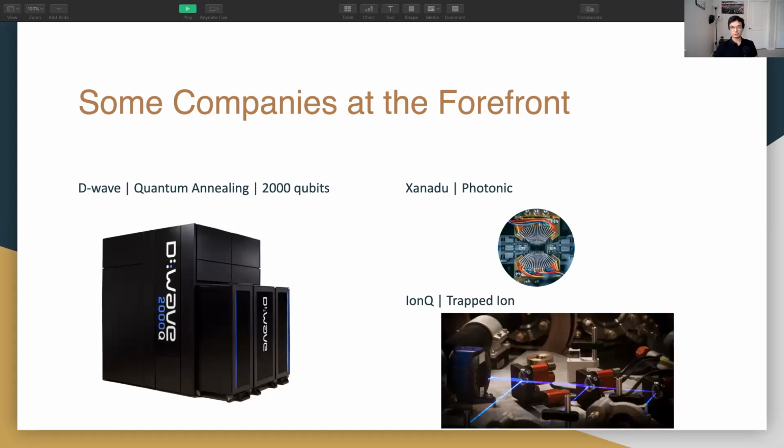So we can solve the optimization problems using the D-Wave. And if we talk about the upcoming quantum computers, Xanadu is upcoming with a photonic qubit quantum computer. IonQ is implementing a trapped ion qubit quantum computer. So this is all in this video.